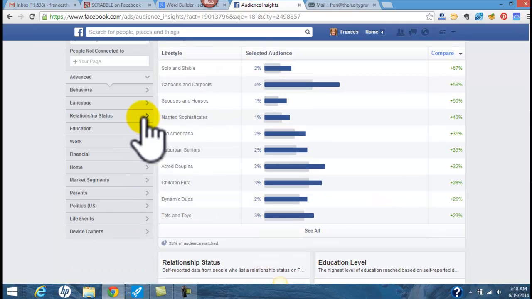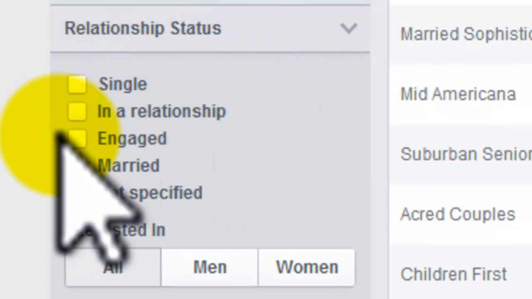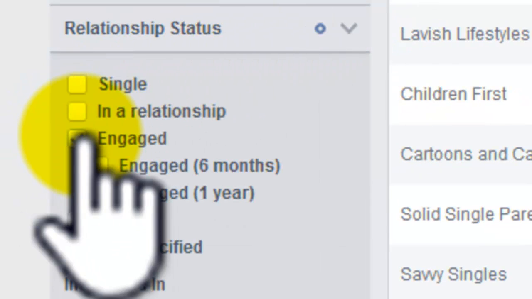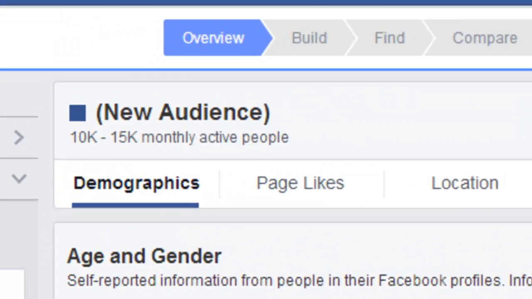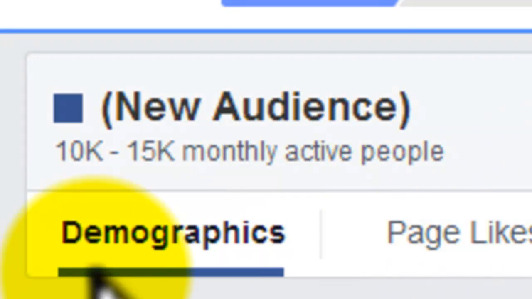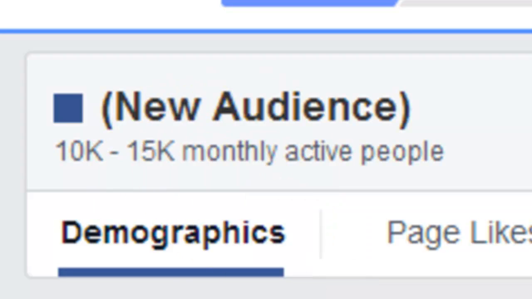What we're going to do is create a campaign, or a number of campaigns, for people in Cleveland who are engaged. Let's see how many people are engaged, because that could be an interesting group. Facebook is telling us about 10 to 15,000 people in Cleveland are engaged.